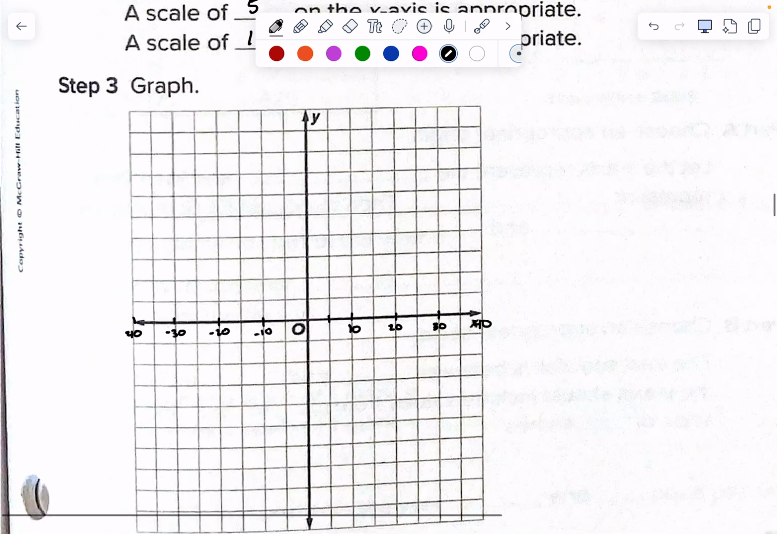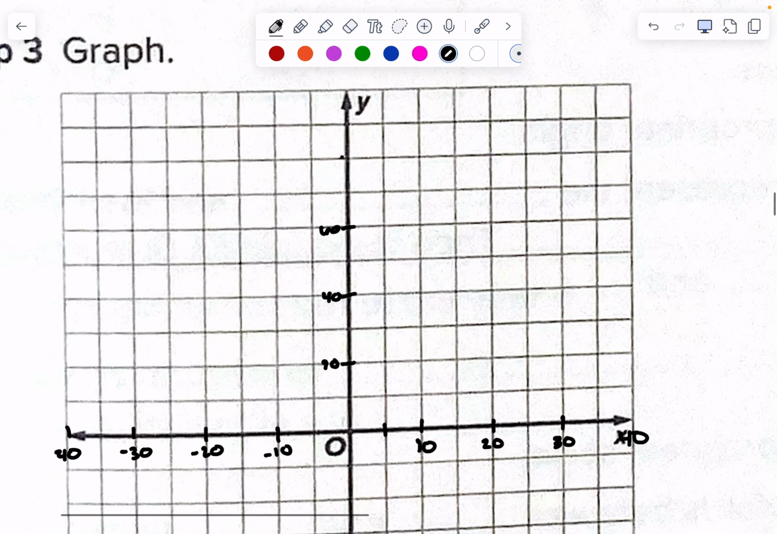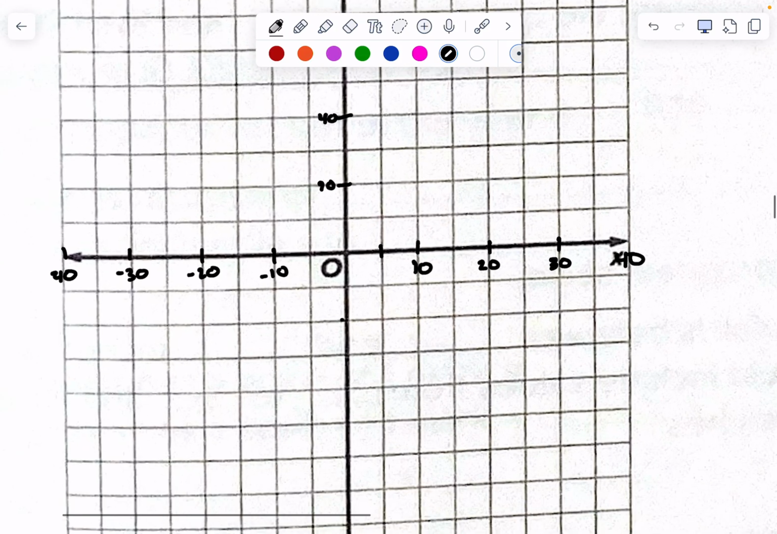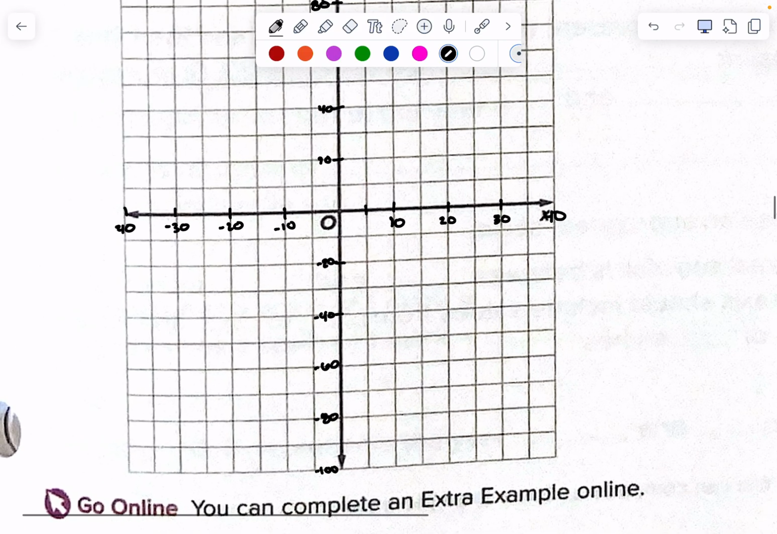This one is going by 10s, so if I label every other one, I'm going to go 20, 40, 60, 80, 100, and negative 20, negative 40, negative 60, negative 80, negative 100. Do you see how that works? I'm just labeling every other one so I don't have so many markings in there and make it really jumbled.